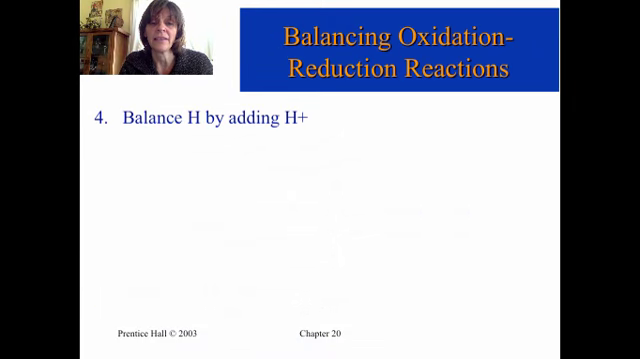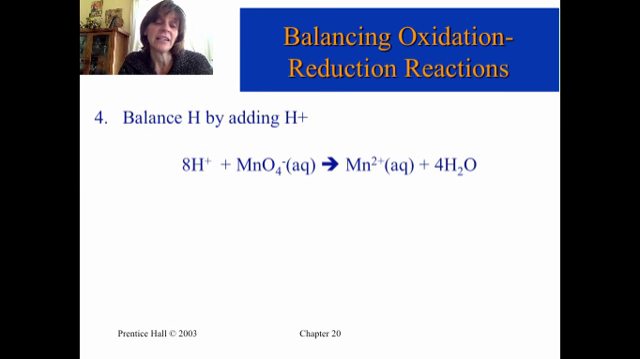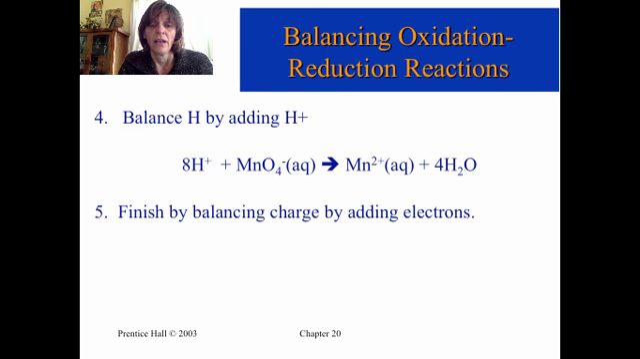Okay, next step. We got to balance those hydrogens. We know it's an acidic reaction because we're focusing on acidic reactions in general. So we need 8 hydrogen atoms to balance out those 4 water molecules. Now it looks like in this half reaction, all of the atoms are balanced, and the other one was already balanced.